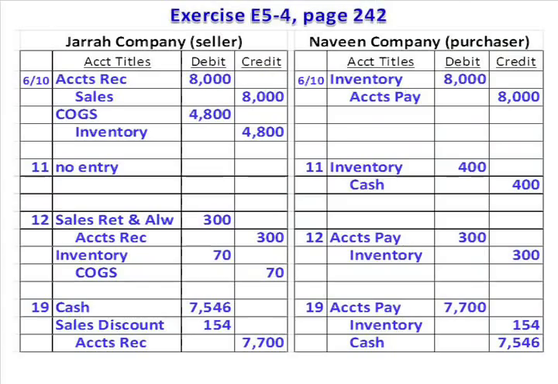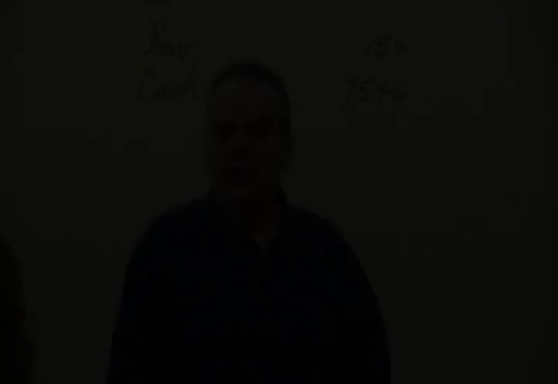From the seller's point of view, we've recorded revenue at $7,700 and we didn't earn all that revenue. We reduced the amount of revenue that we earned by the 154 discount that we granted. That 154 discount should reduce sales. Debiting sales discount will reduce sales by that amount. We should debit cash for $7,546. Debit sales discount. It's contra sales. Debit sales discount for $154 and credit accounts receivable with the full amount.